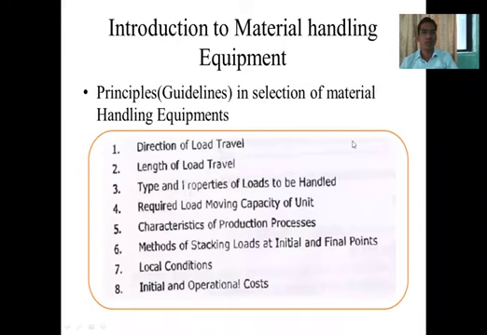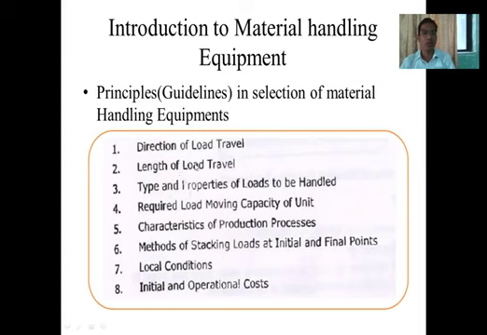Next, the principal guidelines in the selection of the material handling equipment. So, what are the guidelines or principles while selecting the material handling equipment to handle the material? The first guideline or principle is the direction of load travel. So, we have to decide from where and in which direction we are going to transfer the load. Depending on that, we have to select the material handling equipment.